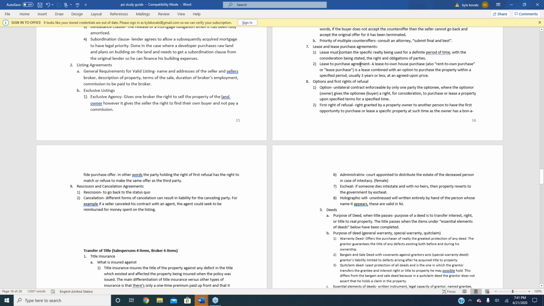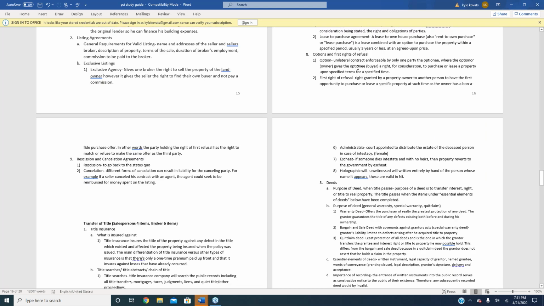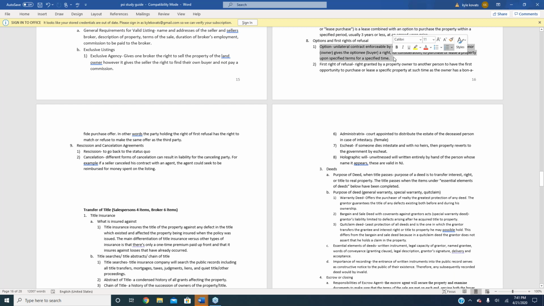Let's see, moving down here, the option contract. In an option contract, this here is the best example of a unilateral contract. Unilateral means binding only on one party. So when you have an option contract, the optionor is a prospective seller. The optionor gives the optionee the right to buy or not buy a specific property for a stated sum within a limited period of time. So that's the best example of a unilateral contract there.